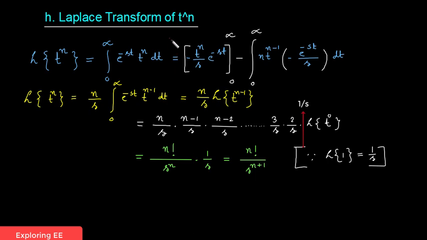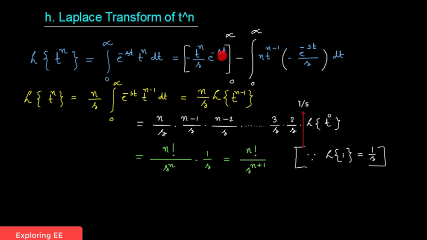Moving on to the Laplace transform of t to the power n. So by definition we have the integration from 0 to infinity of e to the power minus st multiplied by t to the power n into dt. That is e to the power minus st by minus s under the limit 0 to infinity. The derivative of t to the power n is n times t to the power n minus 1, into the integration of e to the power minus st, which is the same, minus of e to the power minus st by s into dt.